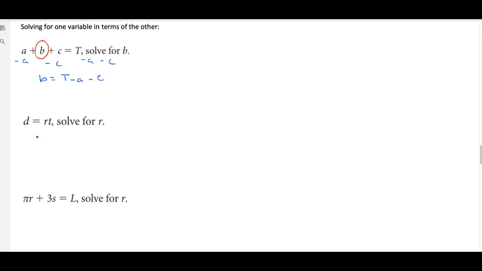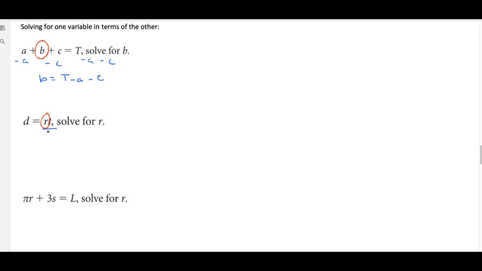To give you another example, d equals rt. This is just a simple physics equation, with distance, rate, and time. So we want to solve for r. So again, I'm just going to circle the r. You can also underline it or something so you know it needs to be by itself. So what I'm going to do to get it by itself, we want it on top. Don't get hung up on having it on the left. That's not what's important. We want it on top and by itself.